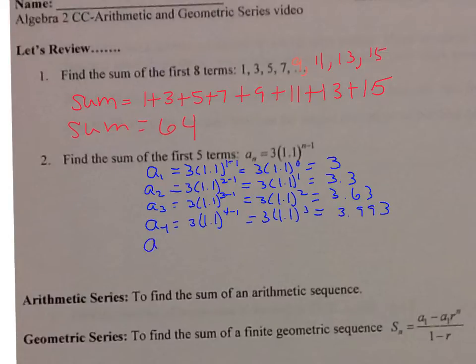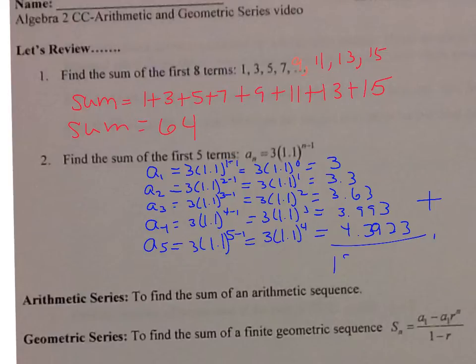And my last term, a sub 5, is 3 times 1.1 raised to the 5 minus 1, which is 3 times 1.1 raised to the fourth, which is equal to 4.3923. All right, you add them up, and when you add them up, you get 18.3153. So this was a geometric sequence that we added up.